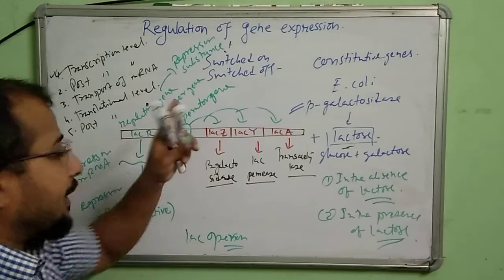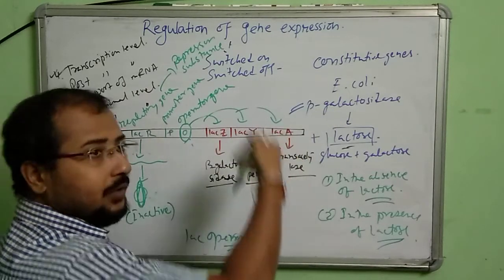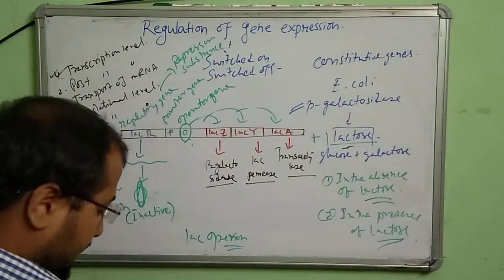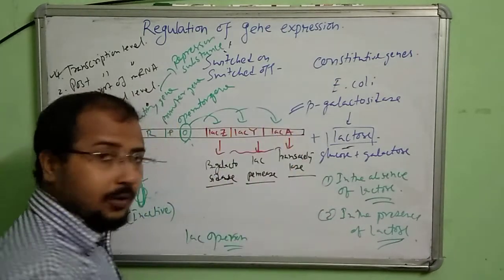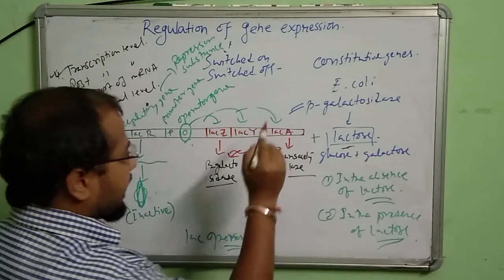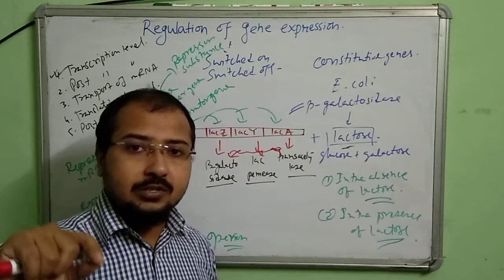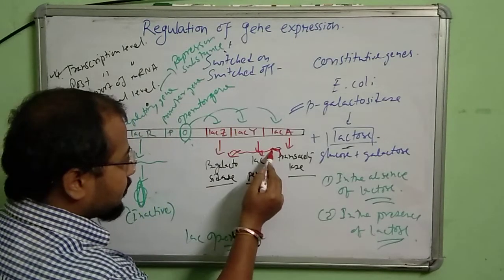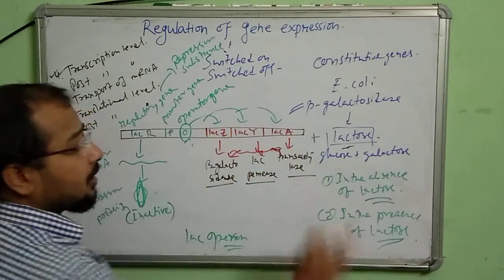If it doesn't bind with the operator site, automatically what will happen? These genes will undergo the process of transcription. Then they will be producing mRNA, and this mRNA is going to produce all these proteins. I have drawn one mRNA here because in prokaryotic organisms we see a polycistronic situation. So one mRNA is produced by these genes, and this mRNA ultimately produces more than one protein.